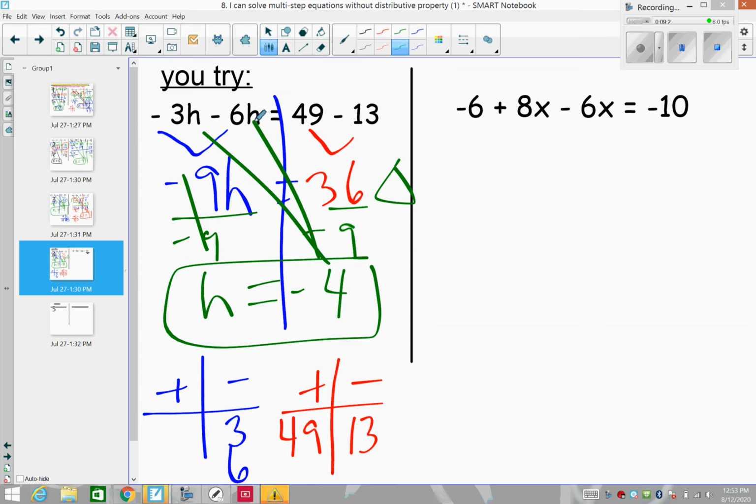Hopefully you are 1 for 1 at this point. If you need to rewind, do that. Make sure you're doing what's best for your learning, your future. All right, group, here we go. Next problem. If you've not solved this problem, I want you to pause the video, but otherwise we're going to go for it.